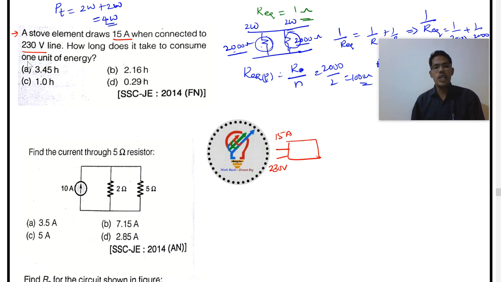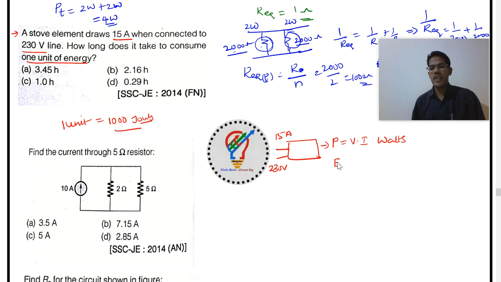So here, 1 unit of energy means 1 unit is nothing but 1000, so 1000 energy in joules. Okay, so now the basic formula is P is equal to V into I. So this is also one important formula here. Power is in watts. So P is equal to V into I.